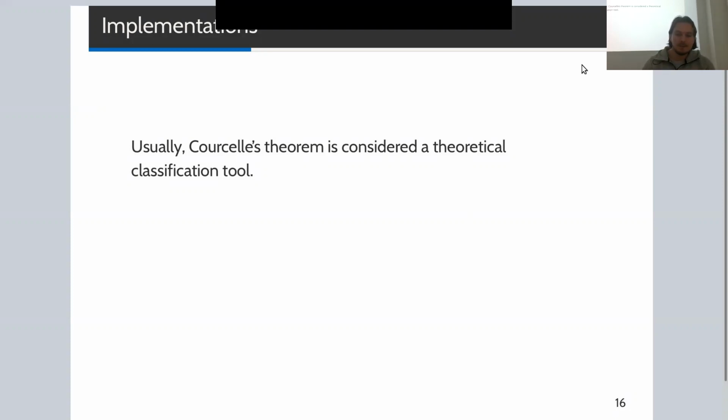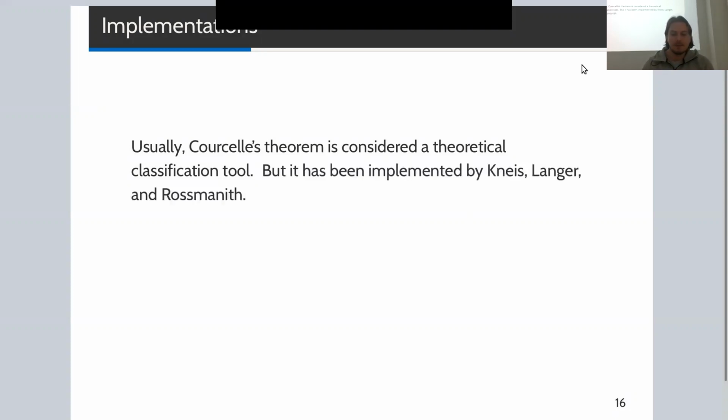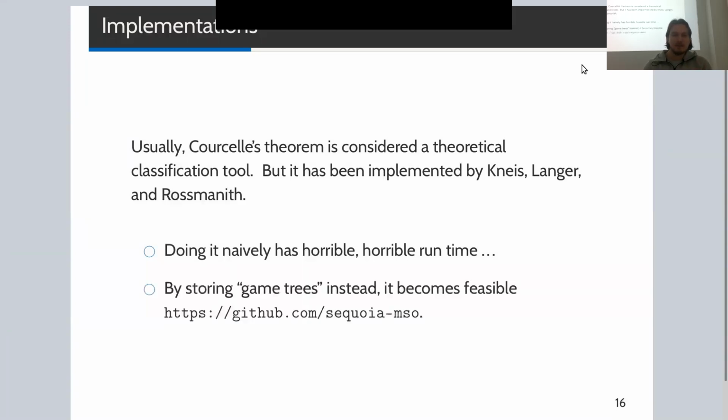But actually, Courcelle's theorem has been implemented. If you do it the way we just described, then of course the running time is very horrible if you want to keep track of all the Q types, because they're just so big. But the way they implemented it, they used some kind of implicit representation of the Q type. So they stored some kind of game trees.